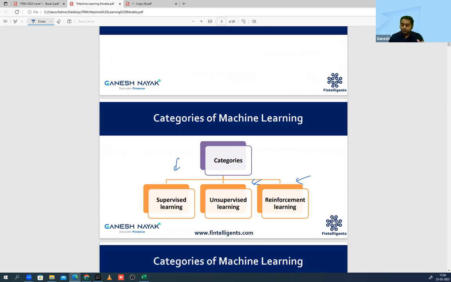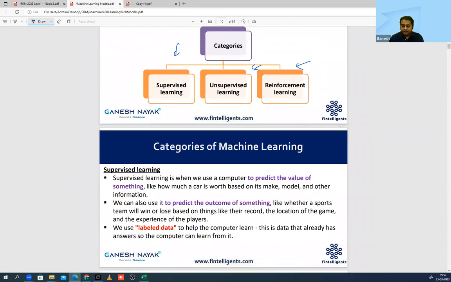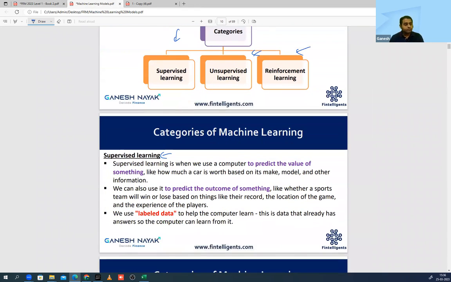Okay, you'll understand it as we run the example. First part, supervised learning. Where it is used, this is going to be tested in your theoretical question. If I want to predict the value of something, that means what could be the price of the car, what could be the price of the house.